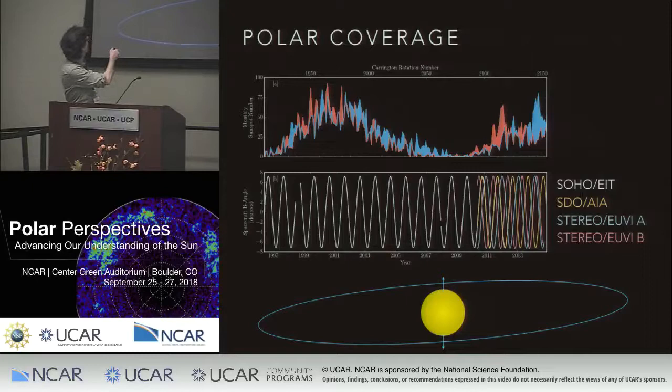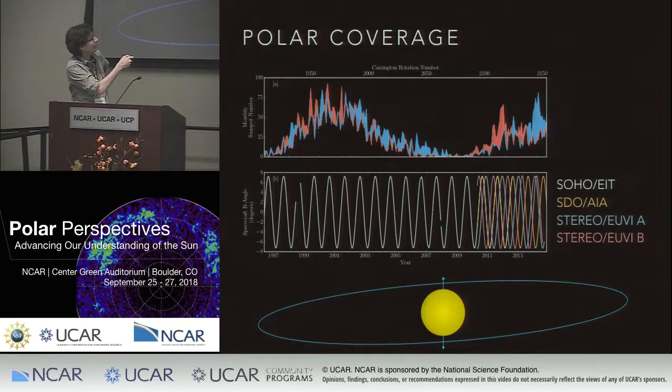So here I'm just plotting, in a terribly too small font, I apologize about that, the spacecraft B angle. In white is for SOHO EIT, orange here is AIA, and then blue and red are STEREO A and B. And so you can see if you're just using EIT imagery, you end up with large gaps in polar coverage if you're trying to observe over this entire period.